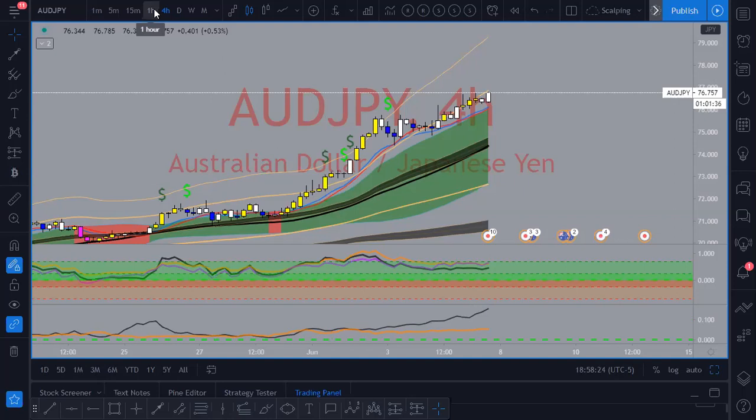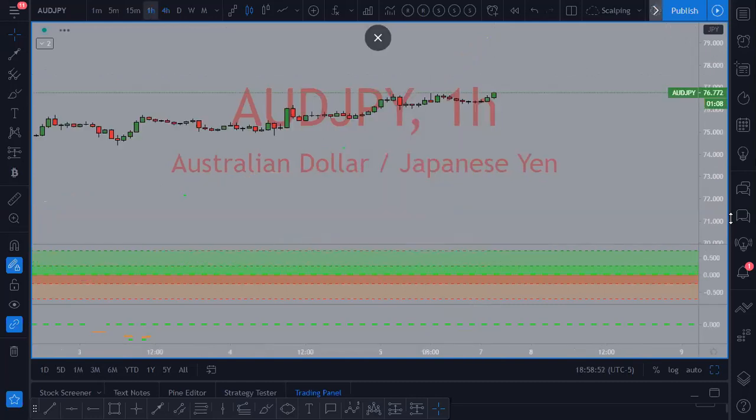I have a sell. I entered around 76.603, and I'm looking at a take profit of 74.844. 76.603, that's the sell entry. And then stop loss is around 76.915. That's not a bad trade. Realistically speaking, that's not a bad trade at all.